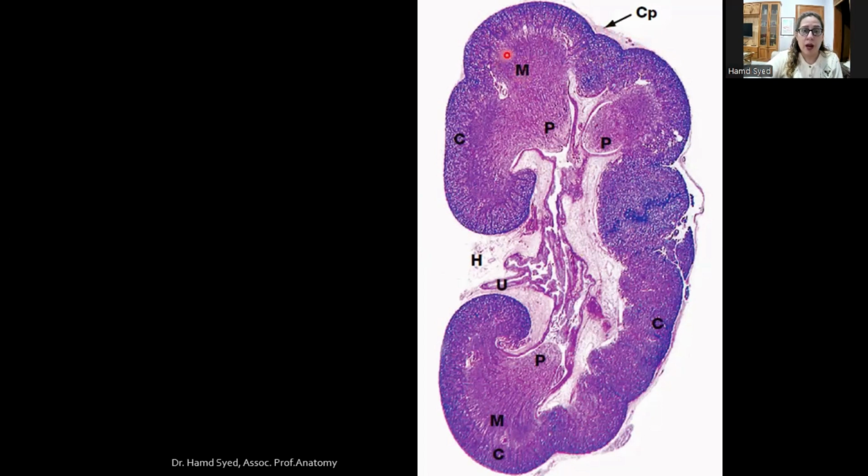And internal to that is this area, which appears to stain differently. This is the medulla, and you can see it consists of these pyramids. And here is the hilum, which contains the section of the ureter.